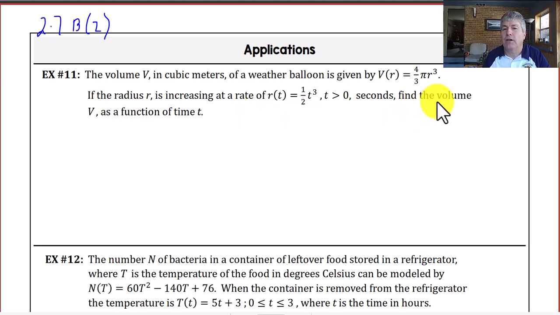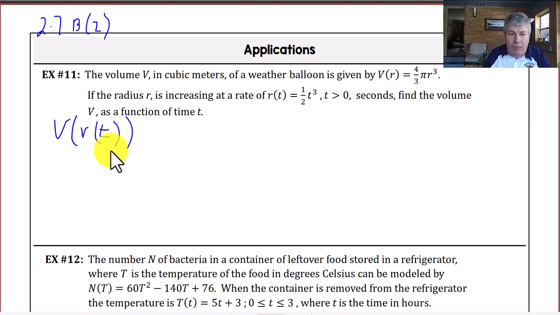So if we're looking to find the volume as a function of time, that means we need to replace r with a function of t. So we're going to do the composite function v of r of t. So we'll have to put r of t into the v function.